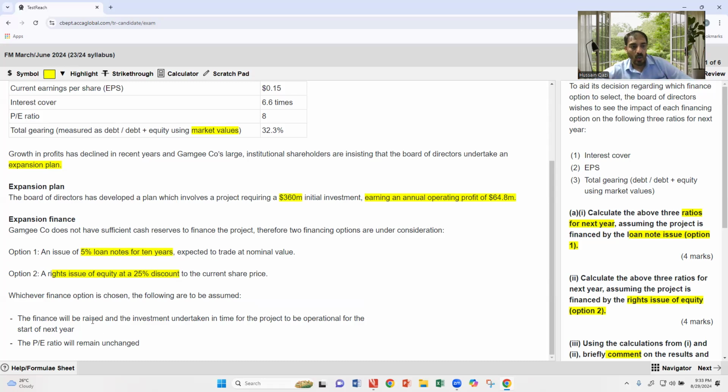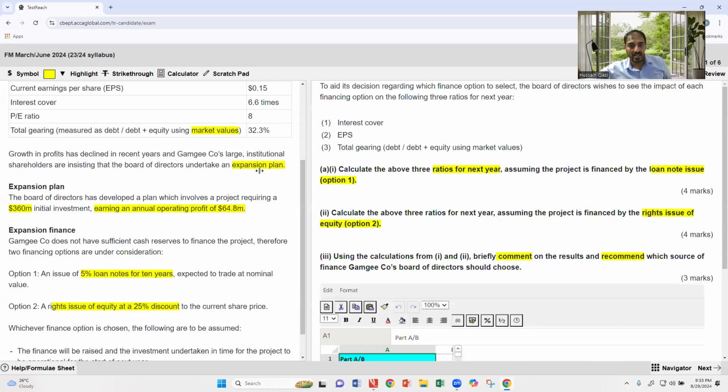equity finance. Whichever finance option is chosen, the following are to be assumed. The finance will be raised and investment undertaken in time for the project to be operational for the start of next year. So we will assume that the finance will be arranged and the project executed by the start of next year, and the P/E ratio will remain unchanged. These are two assumptions. Okay.